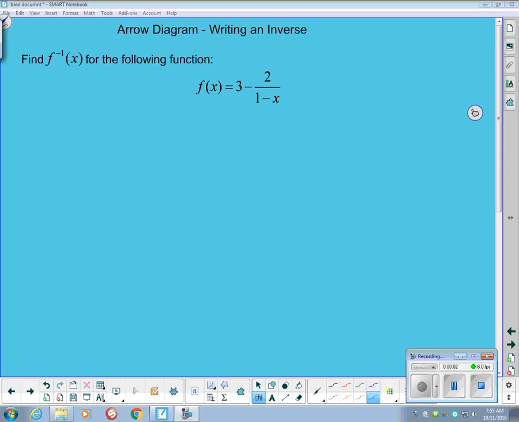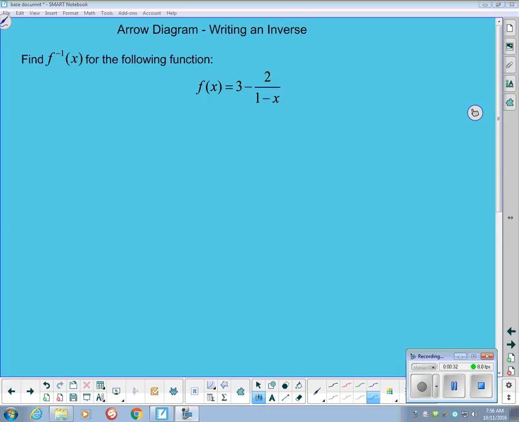All right, in today's video, we're going to look at using arrow diagrams to write the inverse of a function. It's going to involve using several things that we already know about the arrows. But since this is all based in composition, and composition is so naturally linked to the idea of inverse, arrow diagrams become a very good way of doing this.